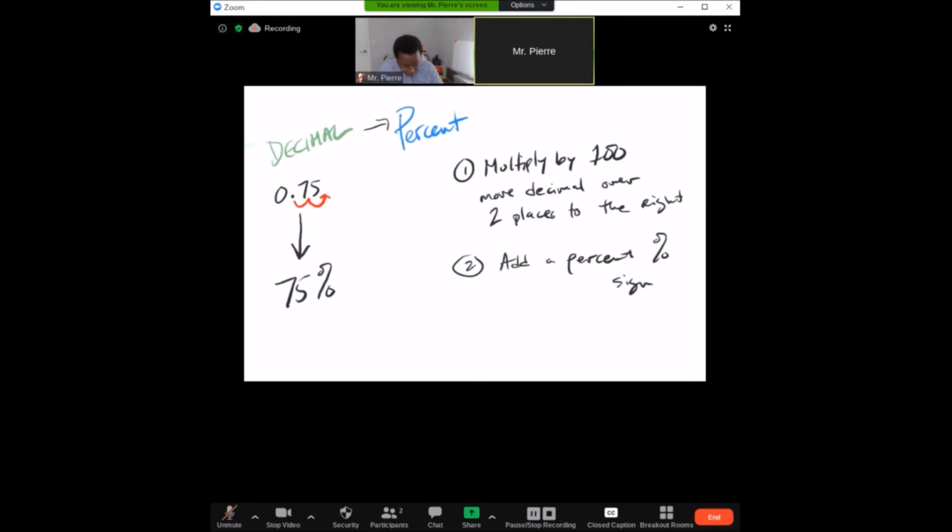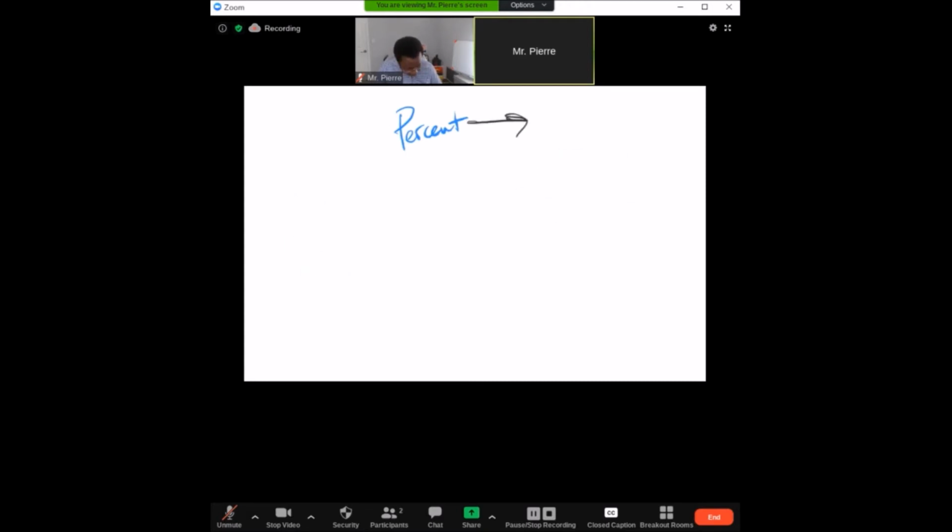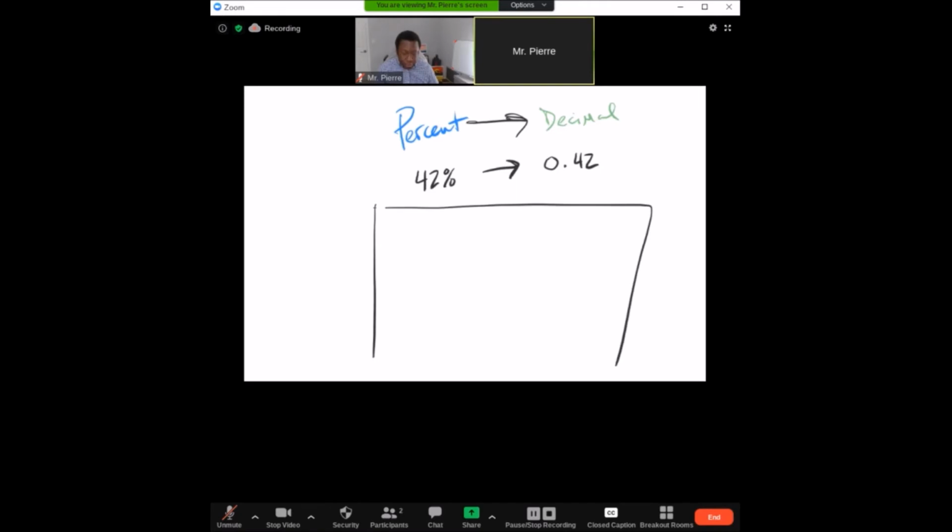Alright? And on the right side, the first thing that we're going to do is convert a percent to a decimal. We're going to go in the opposite direction. Percent to a decimal. And the example we're going to use is 42%. And we convert that to a decimal, which is equivalent to 0.42. So on our section, 42%, this is our example, would be on the left side. And then here in the middle, this is where we have our steps.